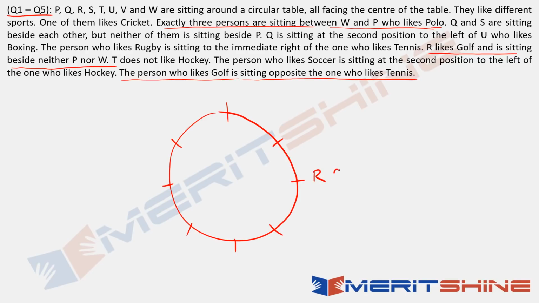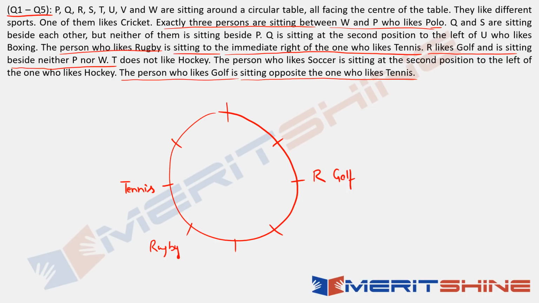Let's put R here. Say this is golf. If this is golf, the person who likes golf is sitting opposite the one who likes tennis. So this becomes tennis. Fine. And this is also there. The person who likes rugby is sitting to the immediate right of the one who likes tennis. So this becomes rugby. All right.